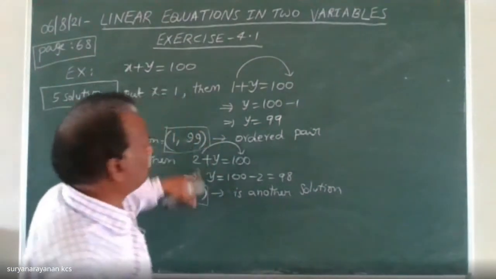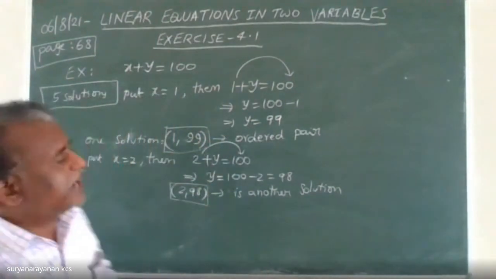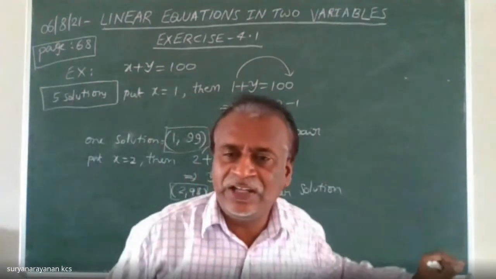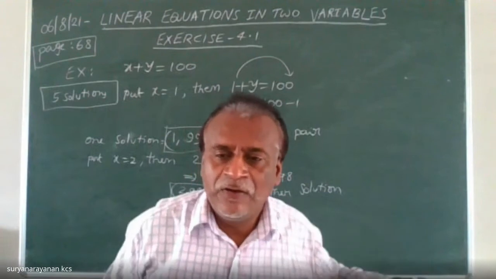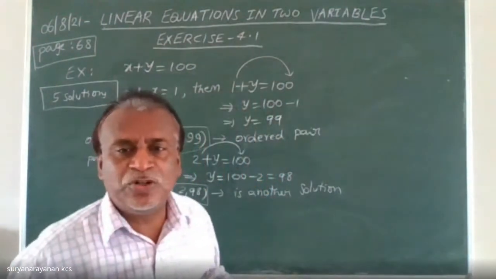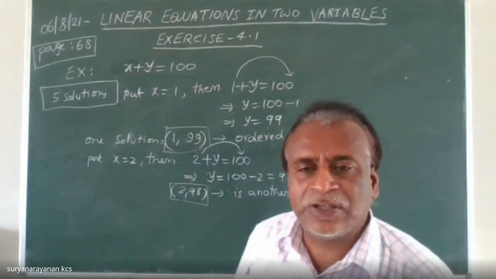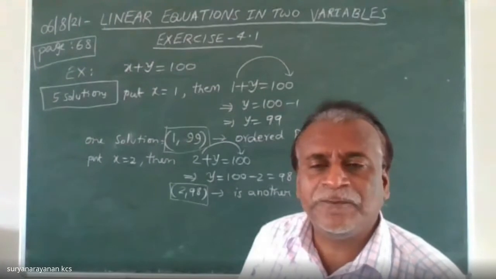So we got two solutions. How many solutions did they ask here? 5 solutions. They mention it clearly here that we have to find 5 solutions. How many solutions did you get here for this linear equation in two variables? So 2. What are the two solutions? Tell me. Ordered pair 1 comma 99 and ordered pair 2 comma 98.